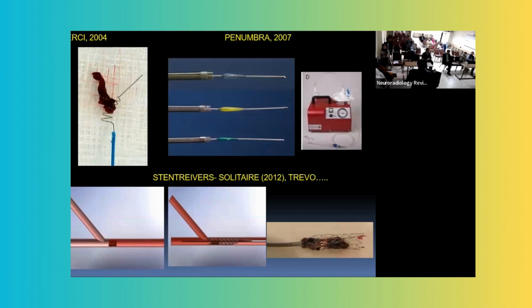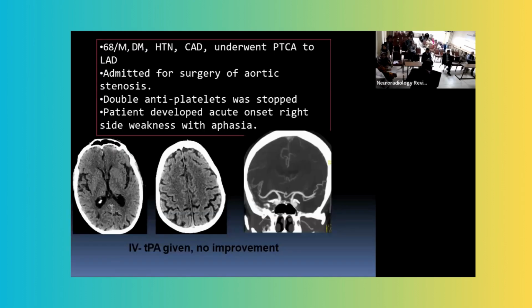We can deploy a simple stent, non-retrievable, and retrieve the clot, or we can simply place a catheter and do suction to retrieve the clot. Some of the cases done by me in France and in Pakistan: this was an old patient. He had a coronary angioplasty initially, and he was then admitted for surgery of aortic stenosis, and his double antiplatelets were stopped in the hospital prior to surgery, and the patient developed acute onset right-sided weakness with aphasia.